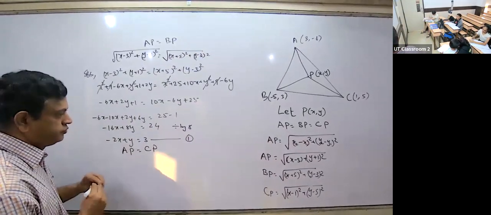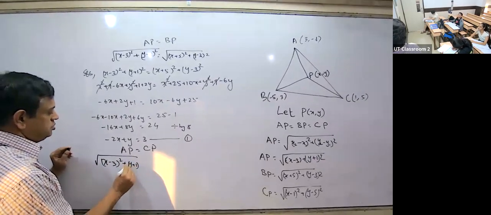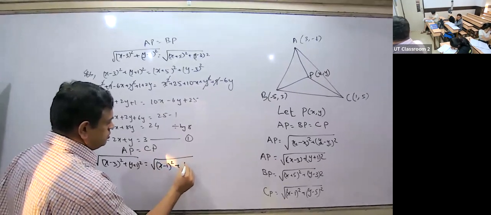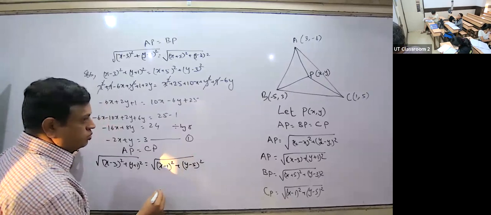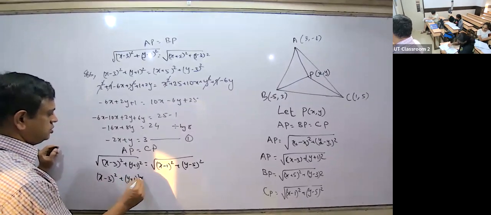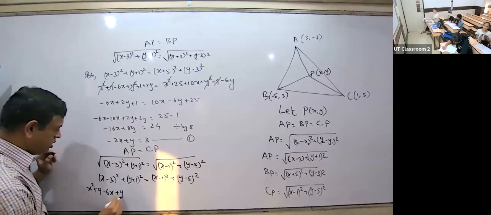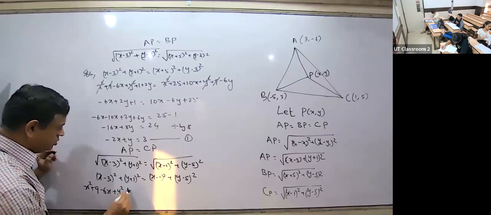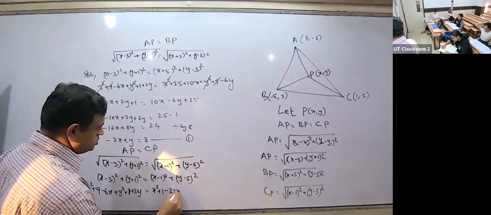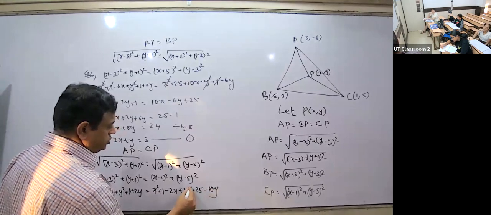Root of (x minus 3) whole square plus (y plus 1) whole square is equal to root of (x minus 1) whole square plus (y minus 5) whole square. Square both sides. Expand: x square plus 9 minus 6x plus y square plus 1 plus 2y is equal to x square plus 1 minus 2x plus y square plus 25 minus 10y. You can see x square and y square are cancelled. The 1 also is cancelled.